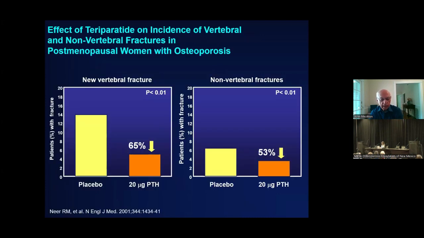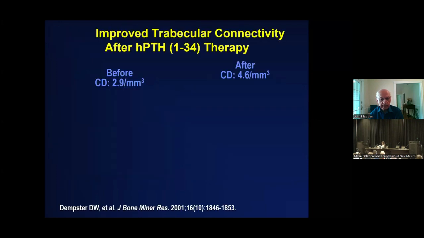Again, just in the way of background, now 20 years ago, Bob Neer showed using a single small 20 microgram dose, and he also used 40 micrograms, in a double-blind study, that this dose, 20 micrograms, which is what we use now, reduced new vertebral fractures and non-vertebral fractures in a highly significant manner.